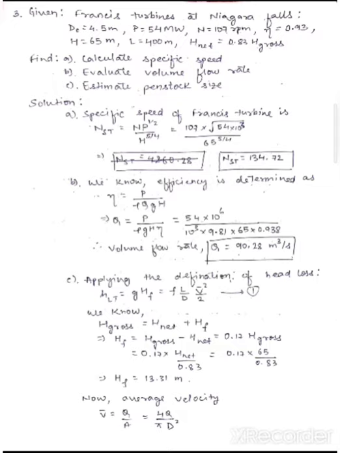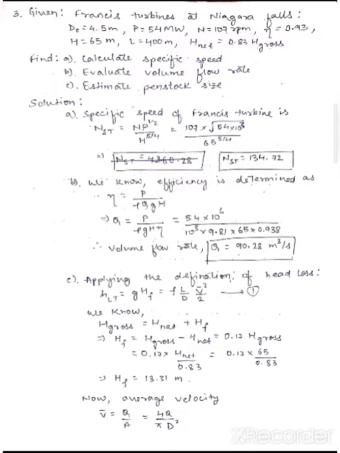Now in C, we have to find out penstock size. We know that by definition of head loss, G H_LT will be equal to acceleration due to gravity into frictional head loss, and that is equal to F into L by D into V bar square by 2, where F is the frictional factor, L is the length of penstock, D is the diameter of penstock, and V bar is the average velocity. So let us mark this as equation 1 and try to find out all the values that we don't know here.